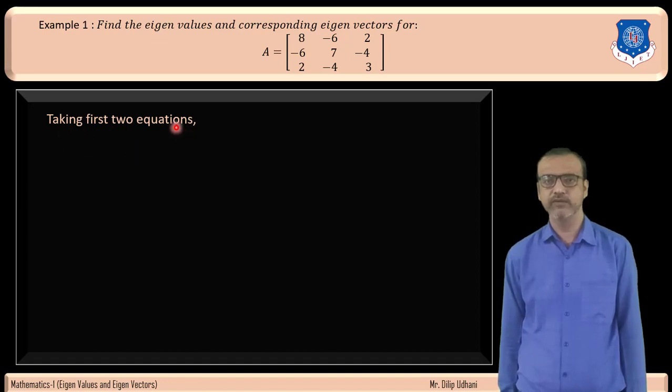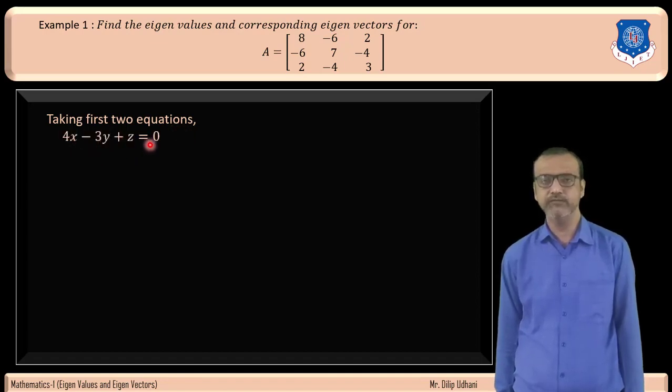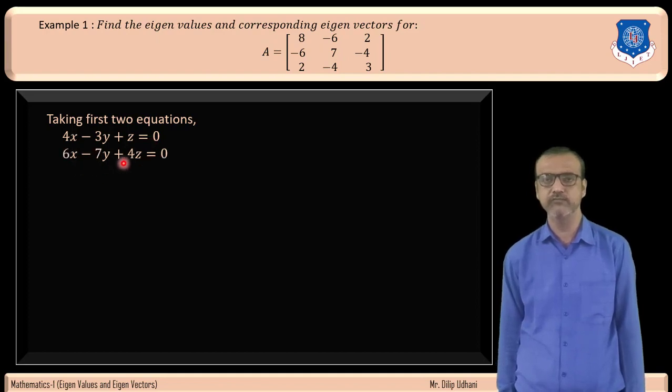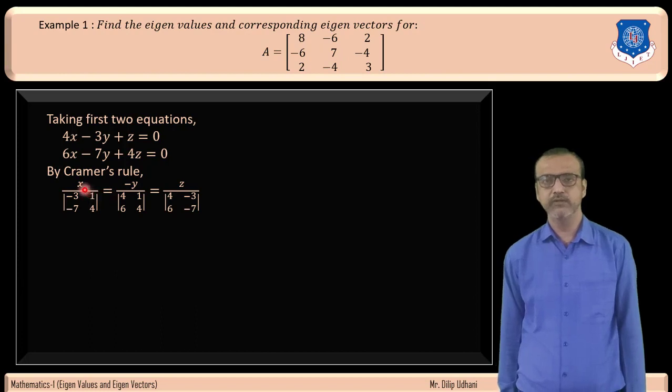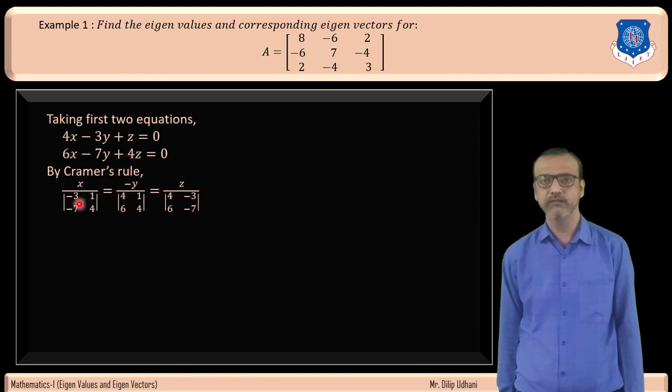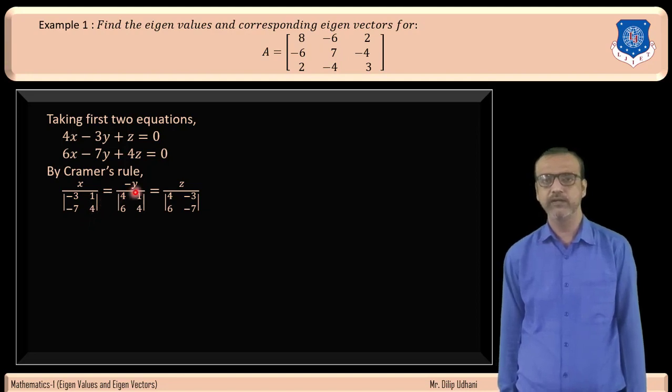First equation is 4x minus 3y plus z equals 0. Second equation is 6x minus 7y plus 4z equals 0. Now we will solve these two equations using Cramer's rule. So x upon the determinant made by the coefficients of y and z, that is minus 3, 1, minus 7, 4, equals minus y divided by the determinant made by the coefficients of x and z, that is 4, 1, 6, 4, equals z upon the determinant made by the coefficients of x and y, that is 4, minus 3, 6, minus 7.